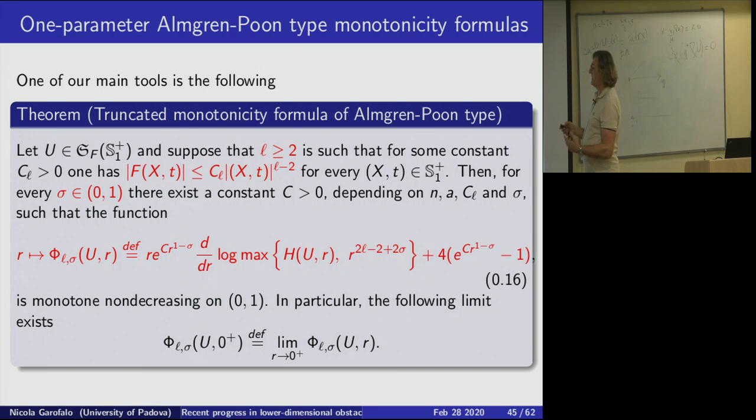in order to control this thing, we need to cut this function, this analog of the Almgren frequency function, with the power of r, okay? So we take this quantity. This looks like a horrible quantity, right? You take the log of the maximum of H of U between H of U and a power. So we add some quantities here, multiplied by other quantities. This function is monotonically increasing on the interval 0, 1. Okay? So in particular, it has a limit at 0.